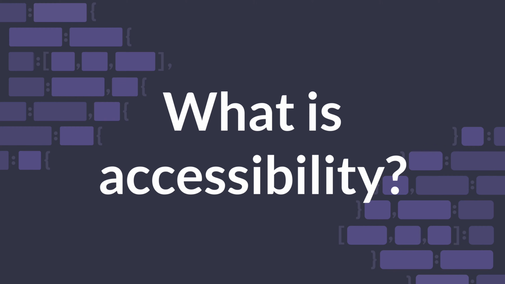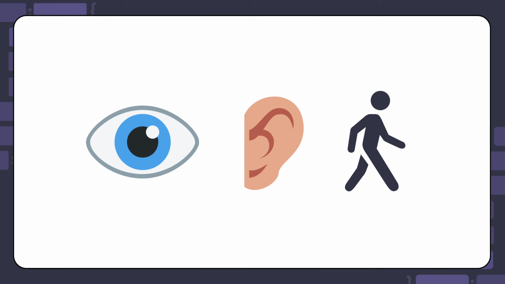What is accessibility? Accessibility involves creating products and services that everyone can use. In the context of web development, it's making websites that everyone can understand and interact with, including people with visual, auditory, motor, and cognitive disabilities.